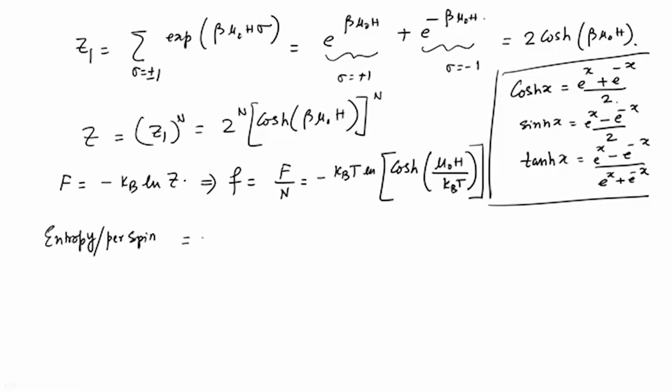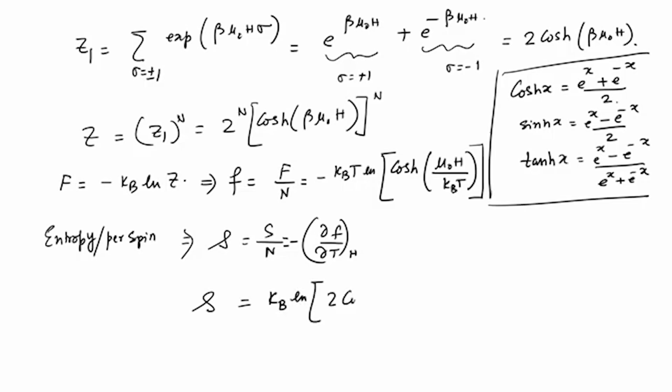So, this is equal to small s, which is S over N. This is equal to minus del f del T at a given h. I should not miss the minus sign, because this is an important quantity. So, if you calculate s, you have a log of this cos hyperbolic, and the T is there in the denominator of the argument of cosine hyperbolic, but it is not difficult to do. You can just practice it and get it.